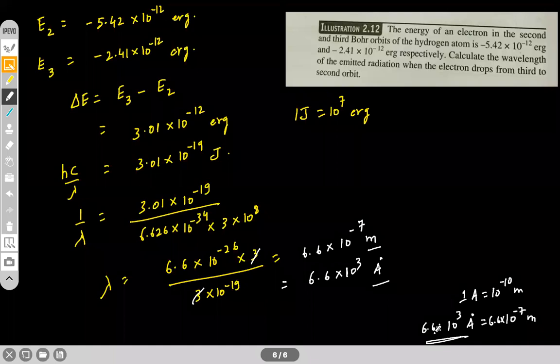Nothing much, you just need to know the formula and the unit conversion. Then you can solve these kinds of questions. Clear? No doubt? Okay.